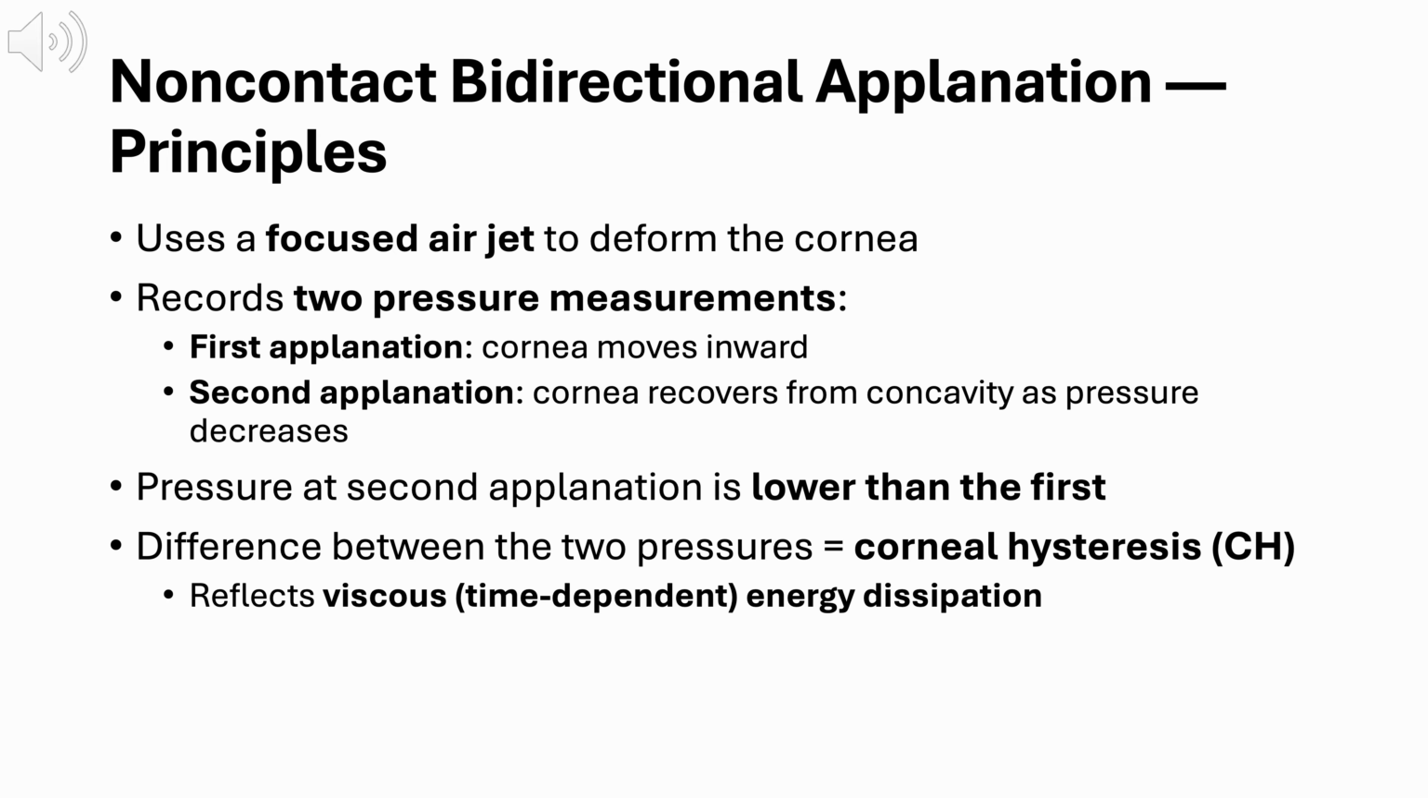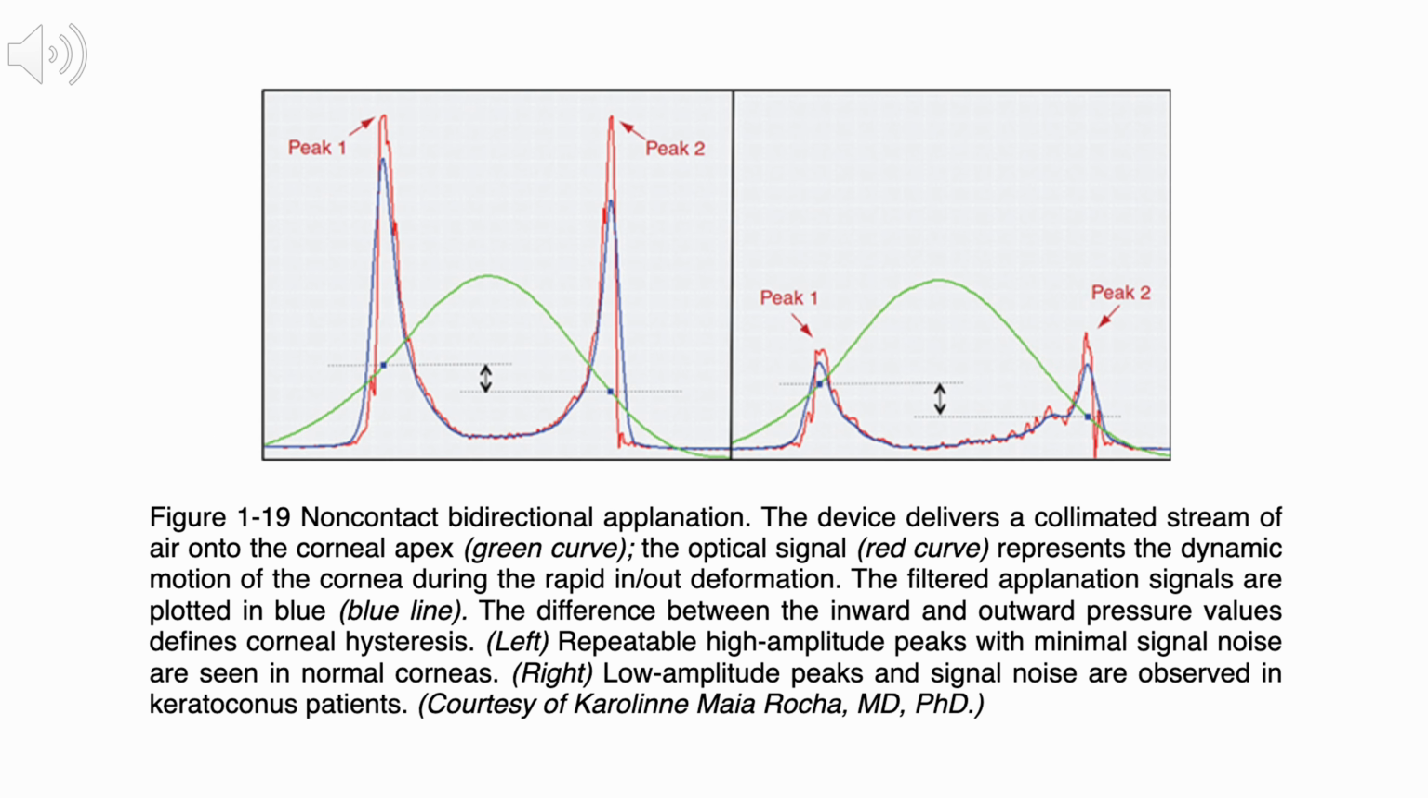Corneal hysteresis reflects the viscous, time-dependent energy dissipation of the cornea, capturing how much energy is absorbed and lost as the tissue deforms and recovers, rather than being perfectly elastic. Think of this test like gently flicking the cornea with a puff of air and watching how it reacts, and this can be measured as shown in this graph.